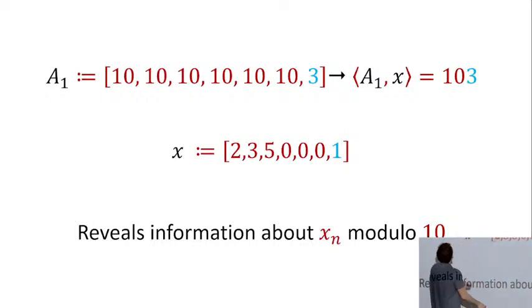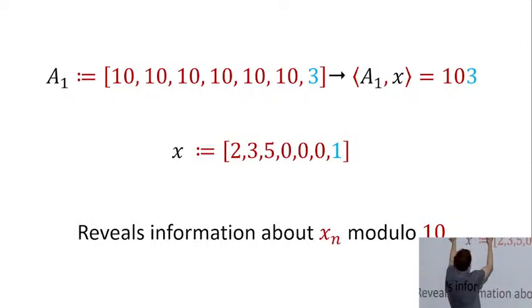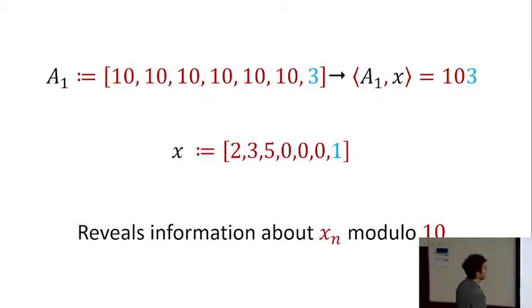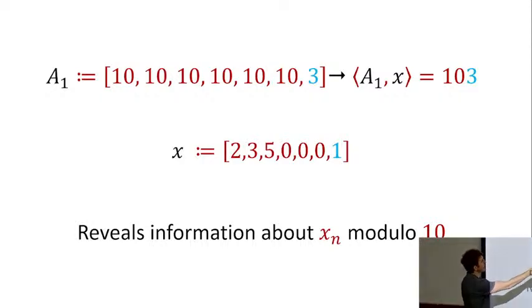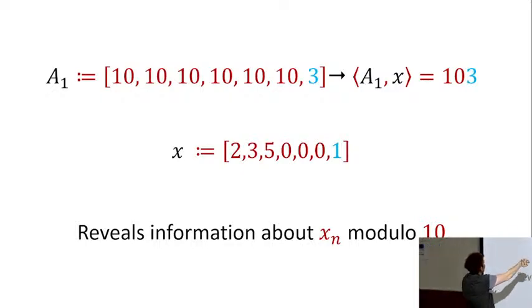Because 2 times 10 plus 3 times 10 plus 5 times 10, that's going to be 100, plus 3 times 1, I get 103. If I take this result mod 10, then it completely reveals what the last coordinate is. This coordinate is very small relative to the norm of this row, but nevertheless, it's important because it's different mod 10.